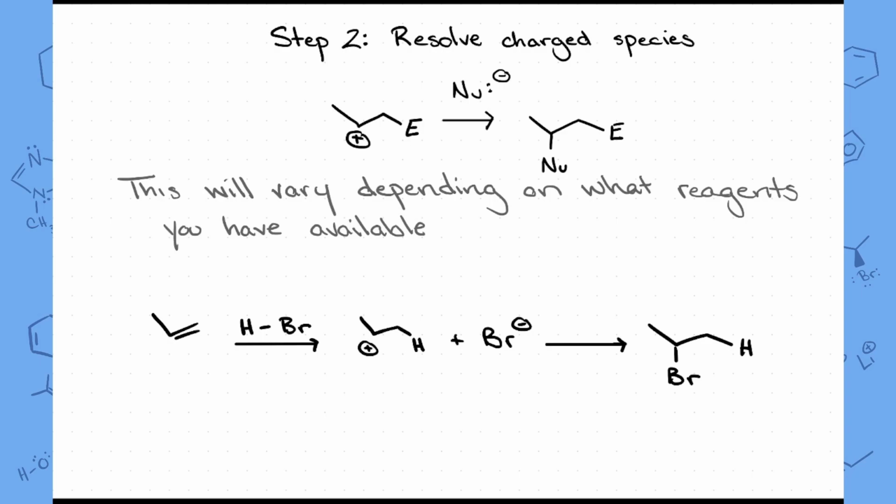All right, so after we ask those first 2 questions, first, can our electrophile stabilize our cation before it even forms? And 2, if we do form a cation, can we rearrange to make it more stable? Then we resolve our reaction. We resolve our charged species. We try to get rid of our carbocation altogether. And this will vary depending on what reagents you have.